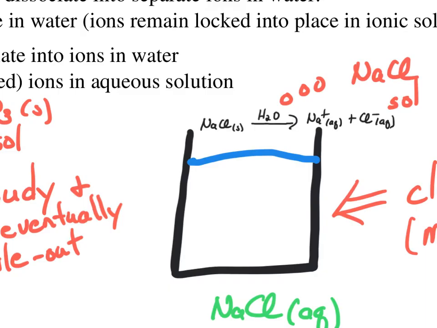Sodium chloride, like any soluble salt, when it dissolves in water, is going to dissociate into ions. In the case of sodium chloride, we're going to see individual sodium ions and chloride ions within this solution.